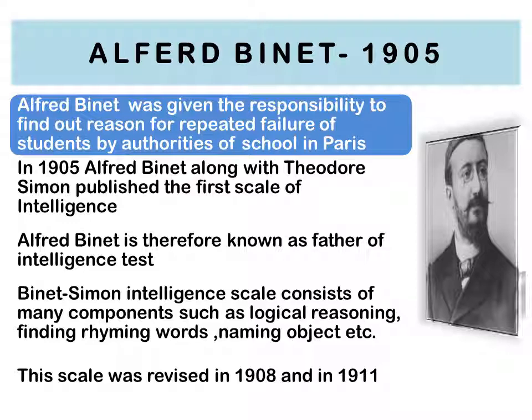So, in the beginning of the 20th century, the school authorities in Paris wanted to know the reason for repeated failures of the students in the exam. They wanted to know whether it was due to medical reasons or environmental factors. So, Alfred Binet and Theodore Simon published the first scale of intelligence in 1905, which could measure many aspects like reasoning capacity, naming objects, etc. Later, the drawbacks of this test were overcome in 1908 and then in 1911.